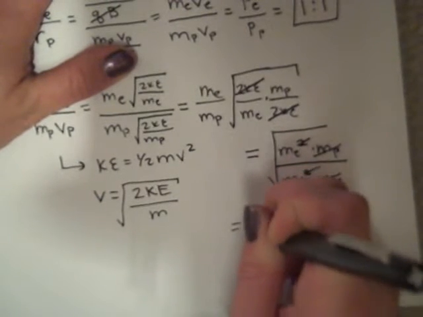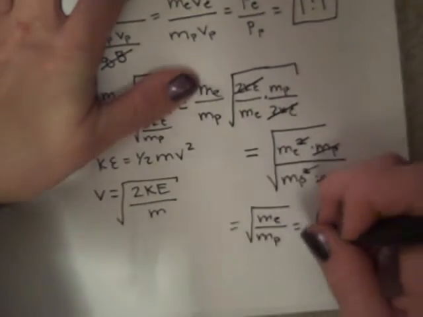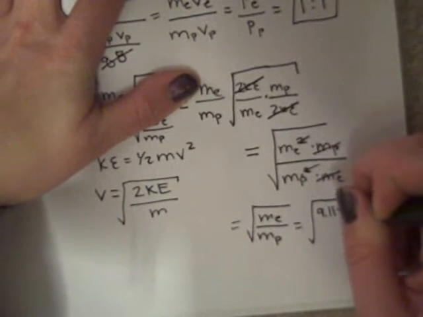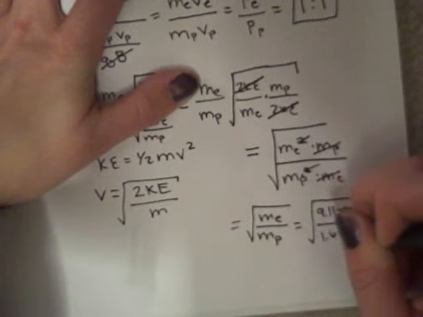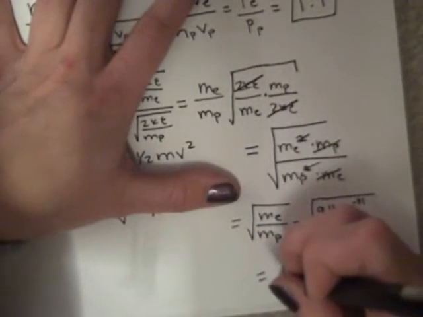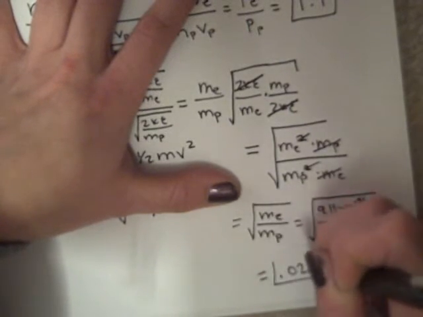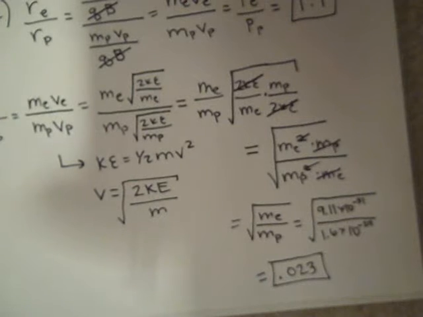And with a little simplifying, what you can get it down to is the square root of the mass of the electron divided by the mass of the proton, which, if we are ready to put in numeric values, we will get 9.11 times 10 to the negative 31st kilograms divided by 1.67 times 10 to the negative 27th kilograms, and you get that ratio to be about 0.023 to 1, once you divide those two. So that is the ratio between the radius of the electron to the radius of the proton.